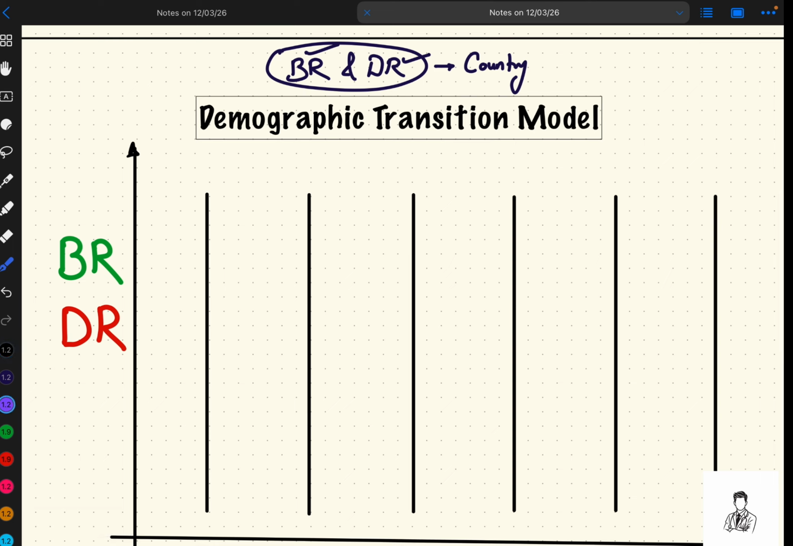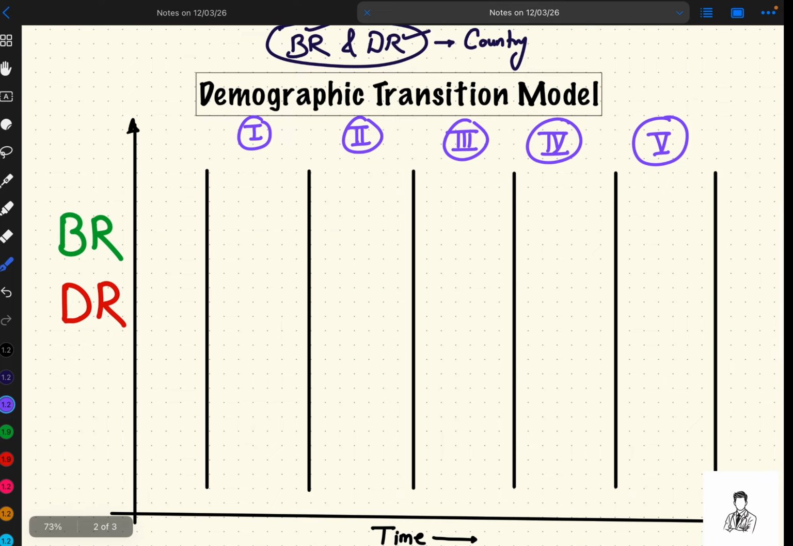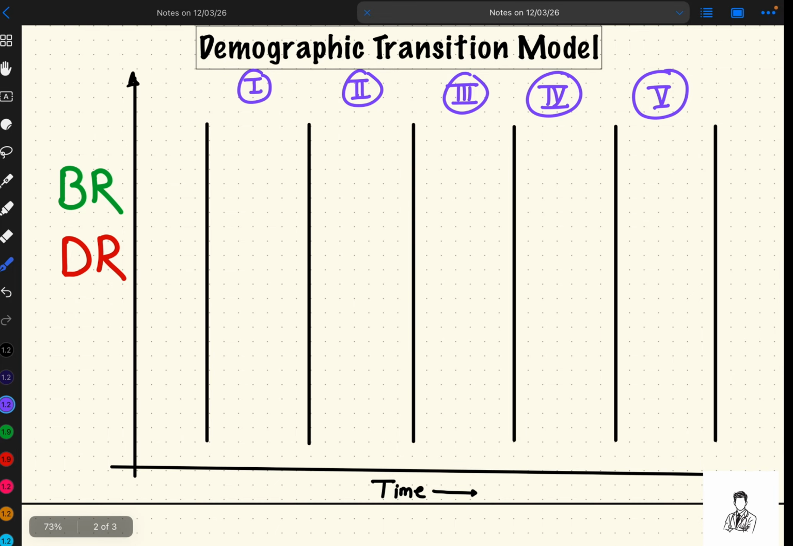Stage number 1, stage number 2, stage number 3, stage number 4, and stage number 5. Finally, we'll name them afterwards, and then we'll explain what is happening in each. Okay, so birth rate, as we have denoted it with green. In this first stage, birth rate remains constant and death rate also remains constant, meaning both are at the same pace.